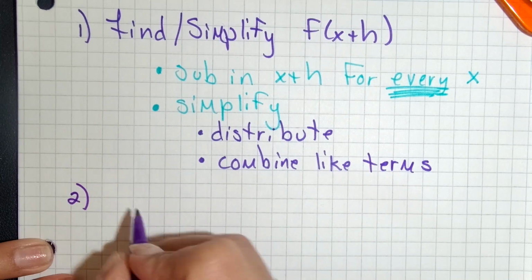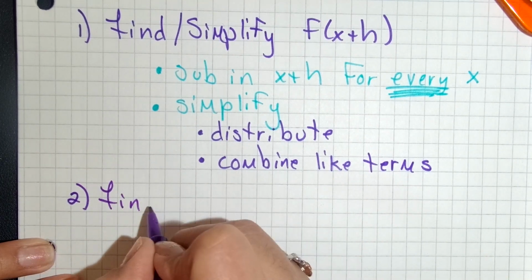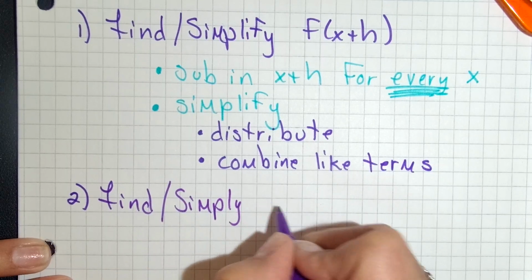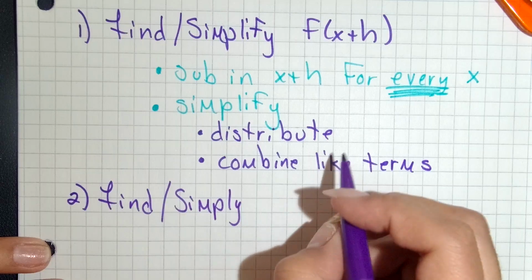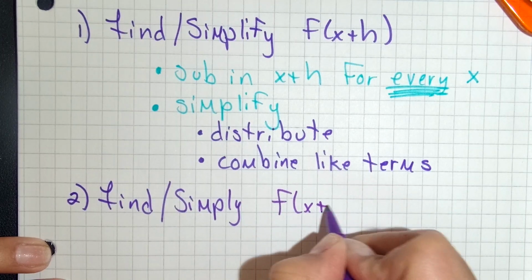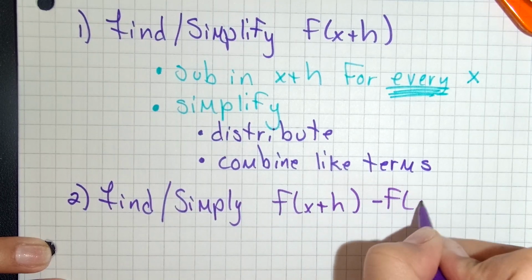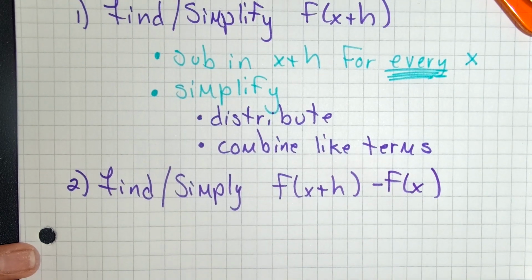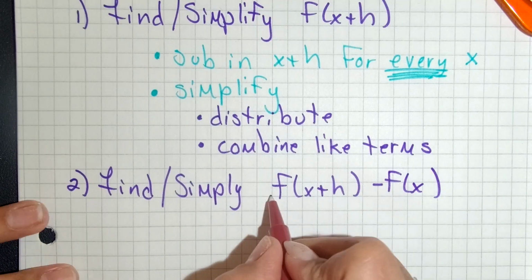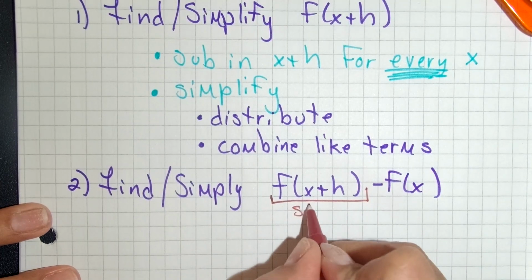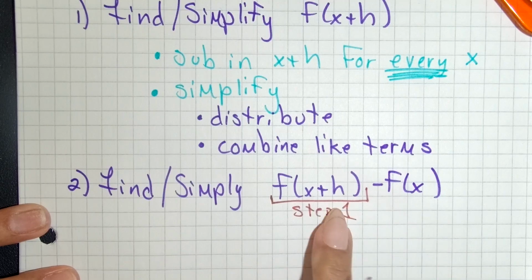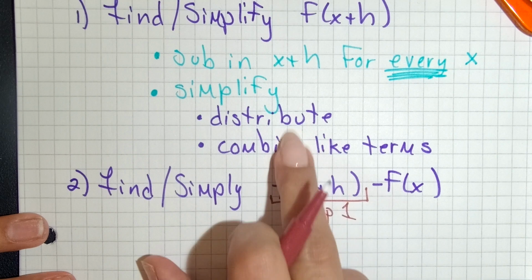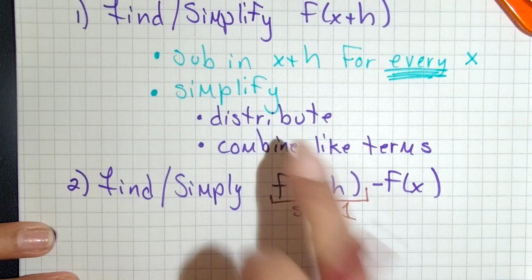Step 2. You're going to simplify the expression f of x plus h minus f of x. You've done x plus h already in step 1, so you don't have to do it again. This is why we're breaking it down. You don't have to redo this because you've already found it in step 1.